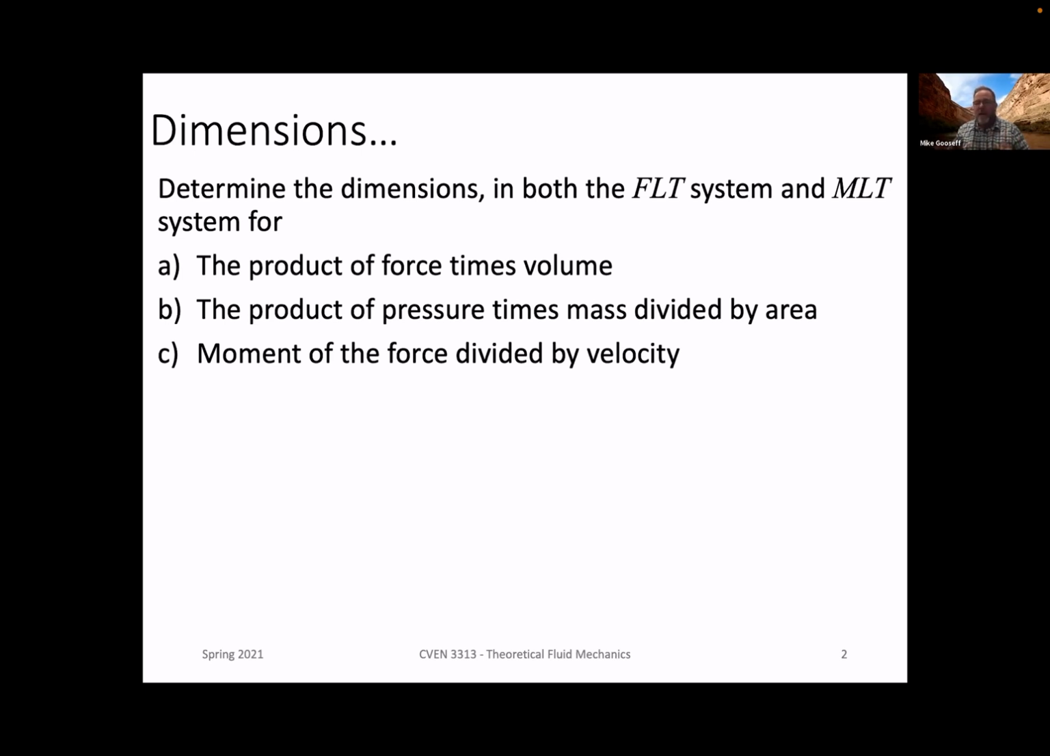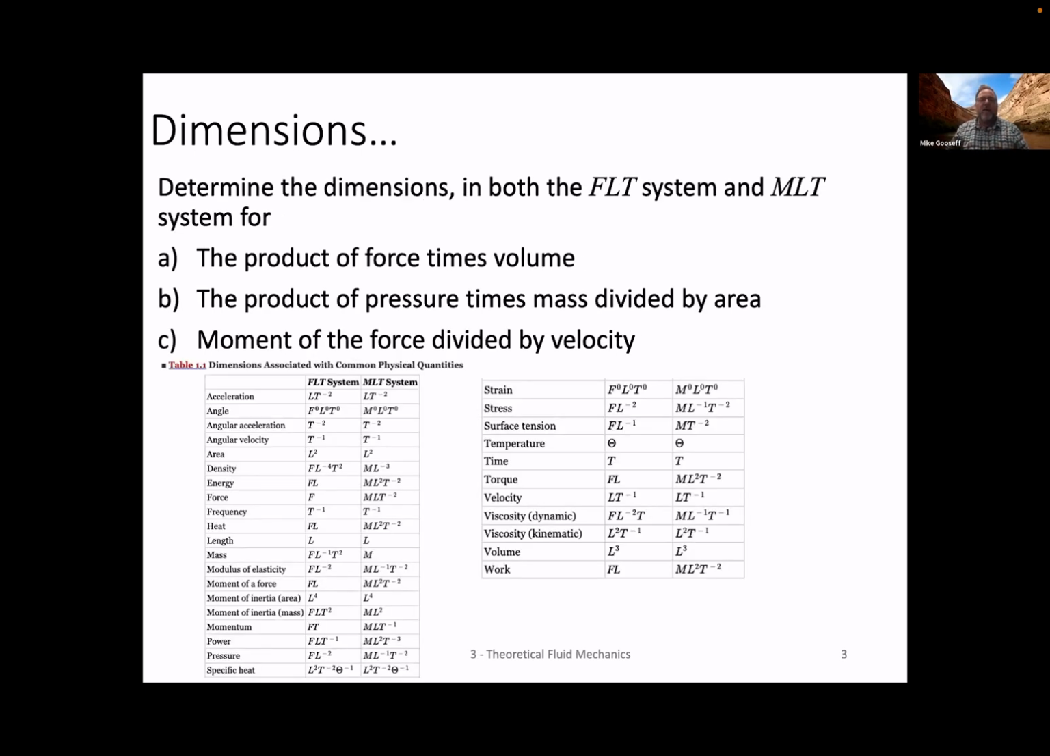The first thing I wanted to tell you is that in your online book, you're going to want to go to Table 1.1. I apologize, this is a little bit small, but I grabbed screenshots of what is basically a long table and cut it into two pieces. The bottom is on the right, the top is on the left. This is the place where you'll find the FLT representations of dimensions for each of these things, and also the MLT representations.